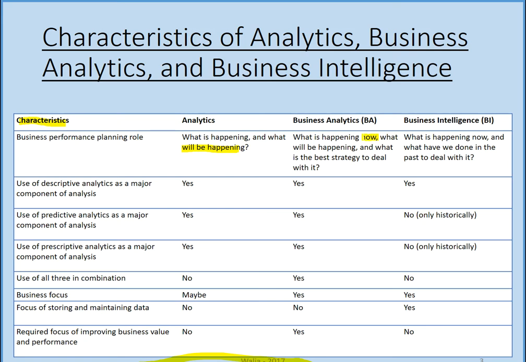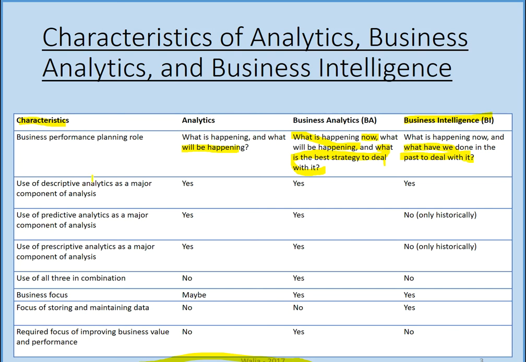Business analytics asks what is happening now, what will be happening, and what's the best strategy to deal with it. The reason is that we are part of the business, and in business you want to provide a solution. This is the opportunity, or this is our prediction, and here is how to take best advantage of it. On the other hand, the field of business intelligence mainly looks at the past, what has already happened, and tries to examine it.